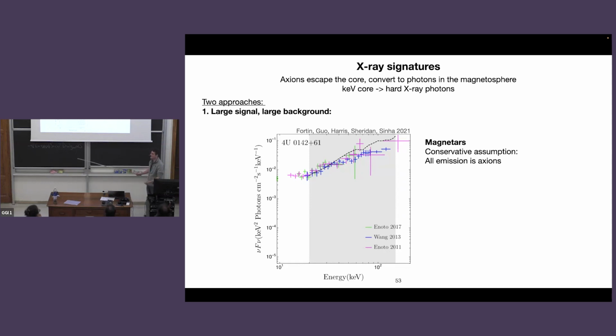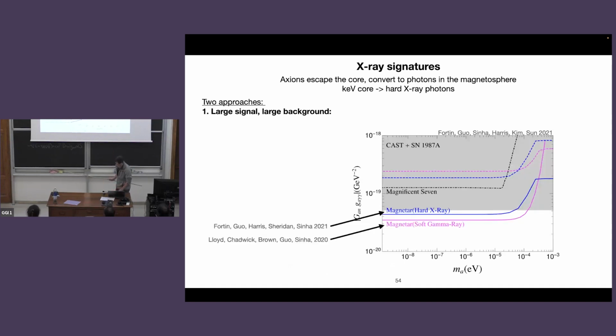But what we can do is use some conservative assumption that all of that radiation is coming from axions in order to place a bound on axions, which is exactly what this group of people did. So this is one of the magnetars they looked at, and they just fitted an axion signal to it and ultimately placed a bound, which is shown here. So those are two different magnetars. One, you need to look at hard X-rays. The other one is soft gamma rays.